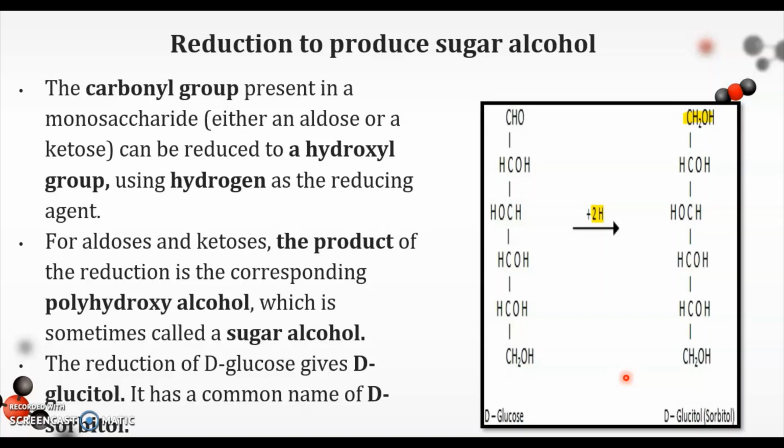Let us take a look at the picture. Again, our example is the D-glucose. What happens with our aldehyde? It now transforms and becomes an alcohol. So, from an aldehyde, it became an alcohol with the addition of our reducing substance, which is hydrogen. This is a reducing agent. Thus, our D-glucose will now become D-glucitol, or otherwise known as sorbitol.